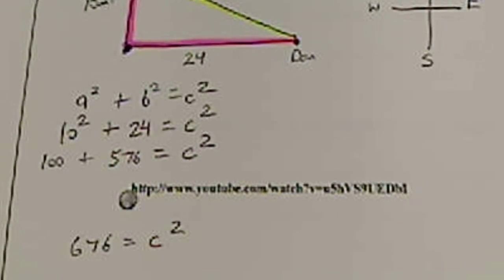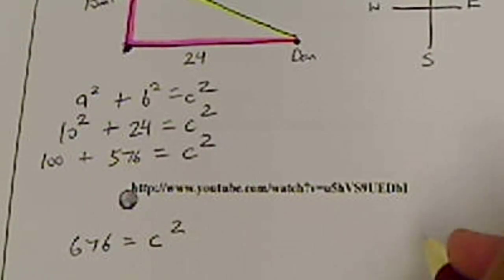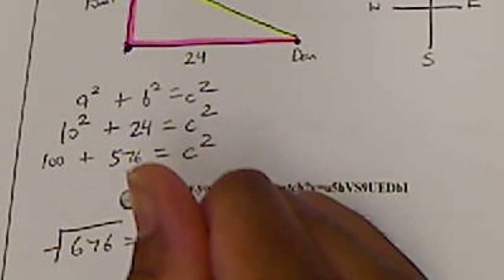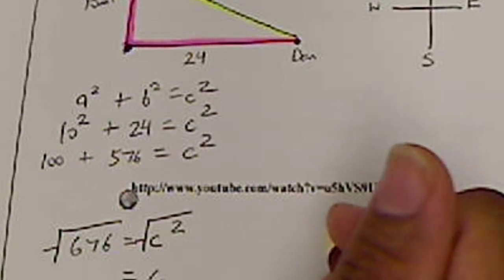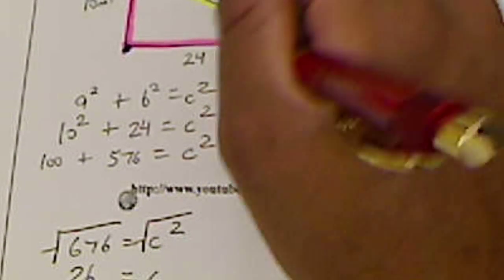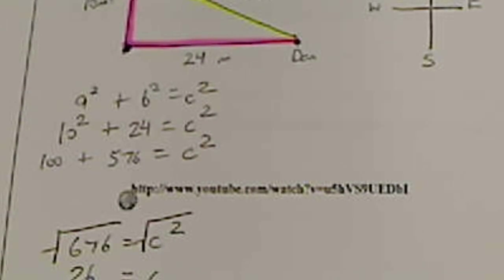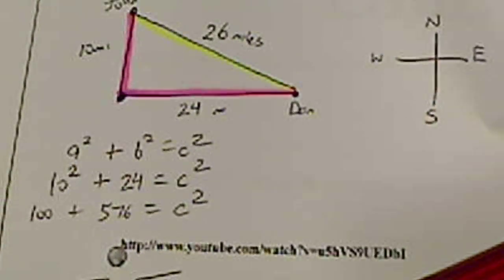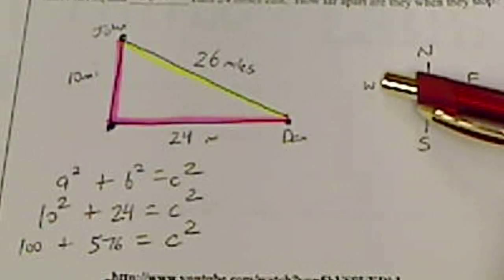Now, they're asking for the length again. Okay? So since they're asking for the length, what do I have to do? Square root. So I'm going to square root this. And when I square root it, I get 26. So I know that they are a distance apart of 26 miles. All right. So this is how we do Pythagorean Theorem.